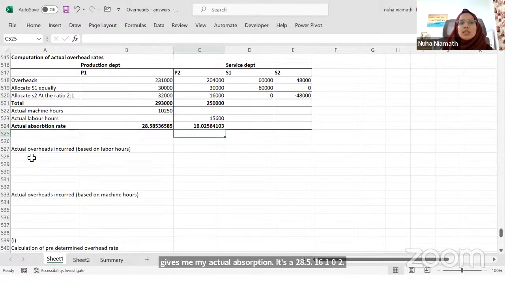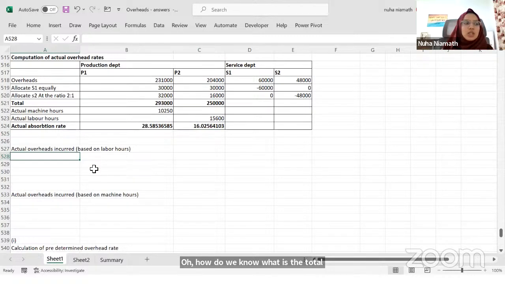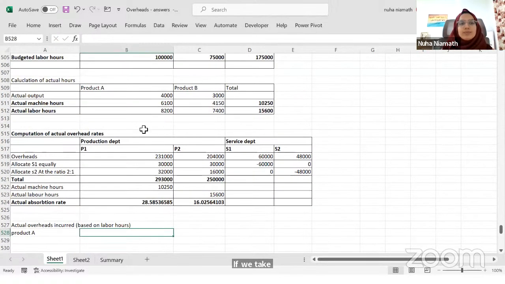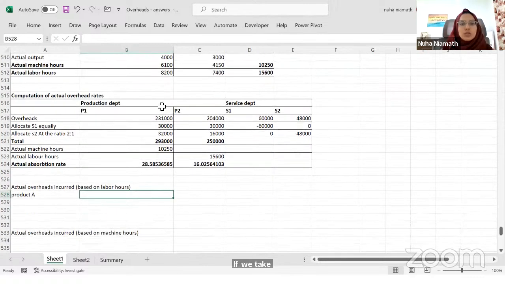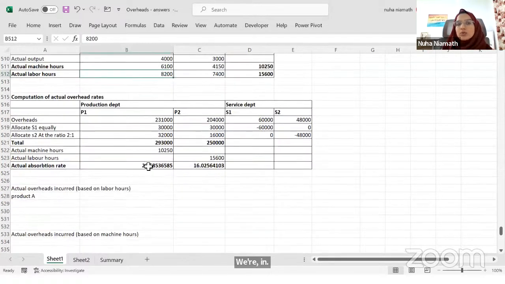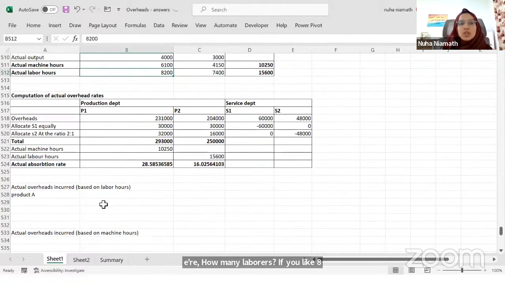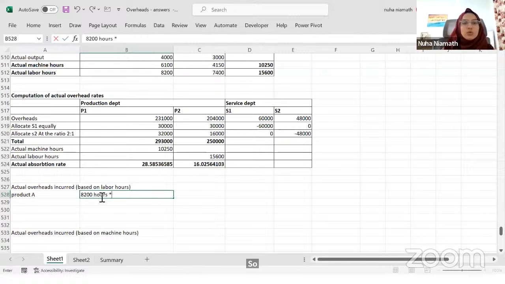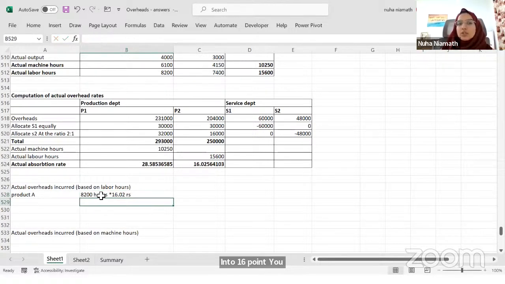So how do we know the total actual overheads that were incurred on the basis of labor hours? If we take product A, how many labor hours did it utilize? It utilized 8,200 labor hours, correct? So that will be 8,200 labor hours into 16.02 rupees. Why 16.02 rupees?